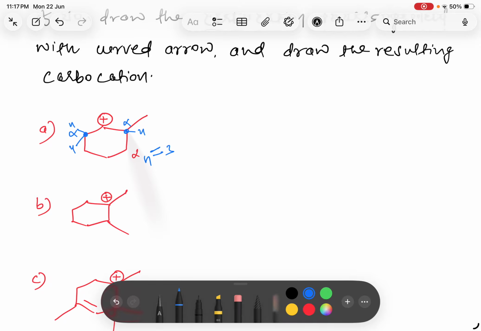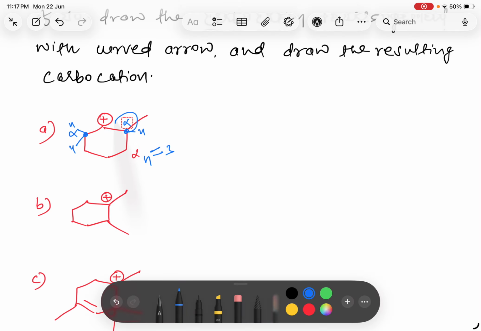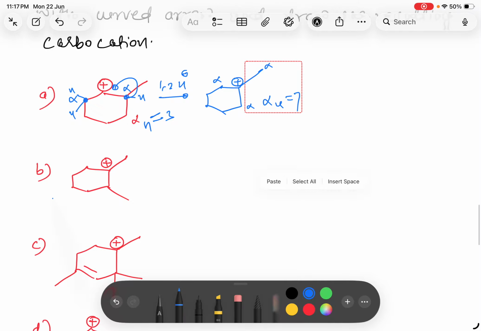So if you shift the positive charge to the right hand side at the tertiary position, it would be this. So the number of alpha H increases here. Alpha, alpha, alpha. So 3 to 5 to 7 alpha H. So this would be more stable, and this is called a 1,2 hydride shift.